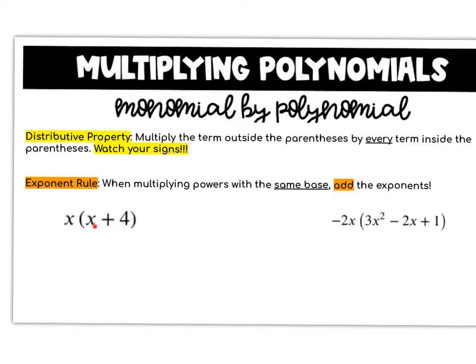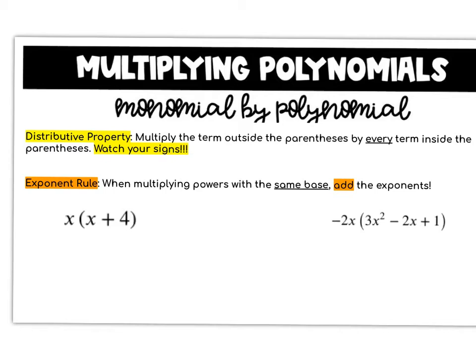So we're going to look at something that has more than one term, and we're going to multiply it by something with one term. I'm going to take a polynomial with more than one term, and we're going to multiply it by a monomial, a single term, okay? All we're going to use here is the distributive property. You're going to multiply the term outside the parentheses by every term inside the parentheses, just like we've done with distributive property forever. Watch your signs. Always watch your signs, but watch your signs when you multiply.